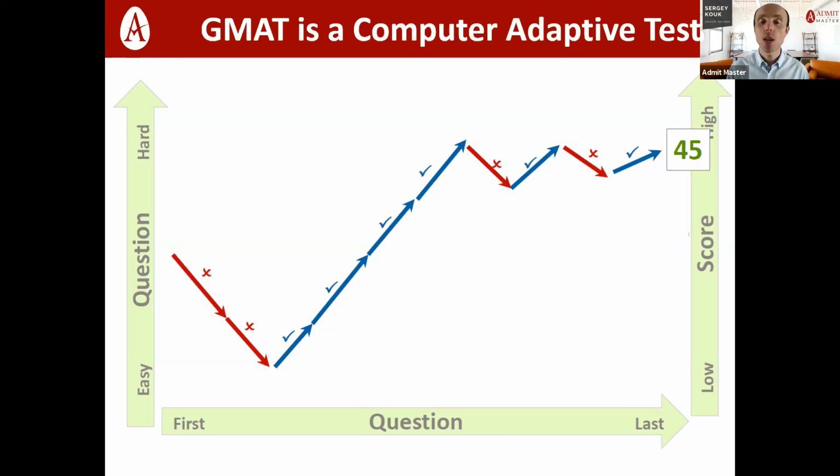And if we answer the questions incorrectly, the difficulty of the questions keeps going down. So what this means to us is if we want to get a high score, we need to make sure we see a lot of hard questions on the GMAT.